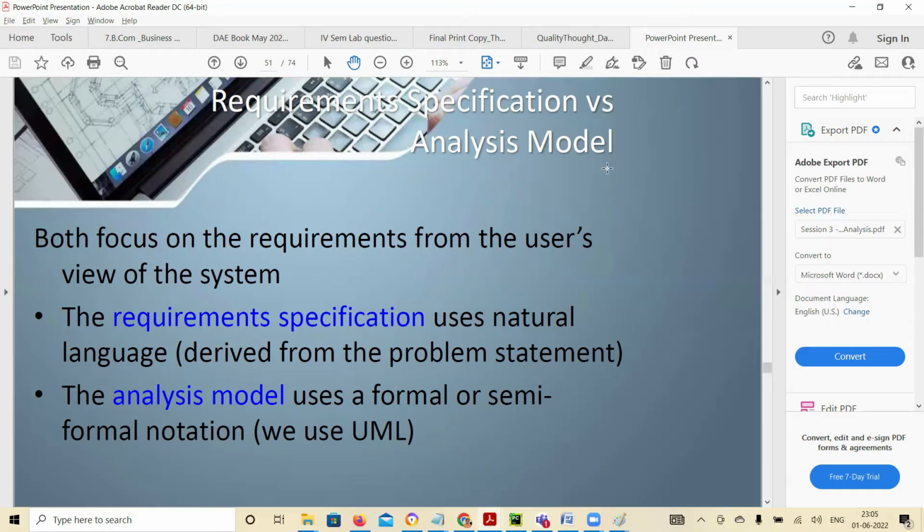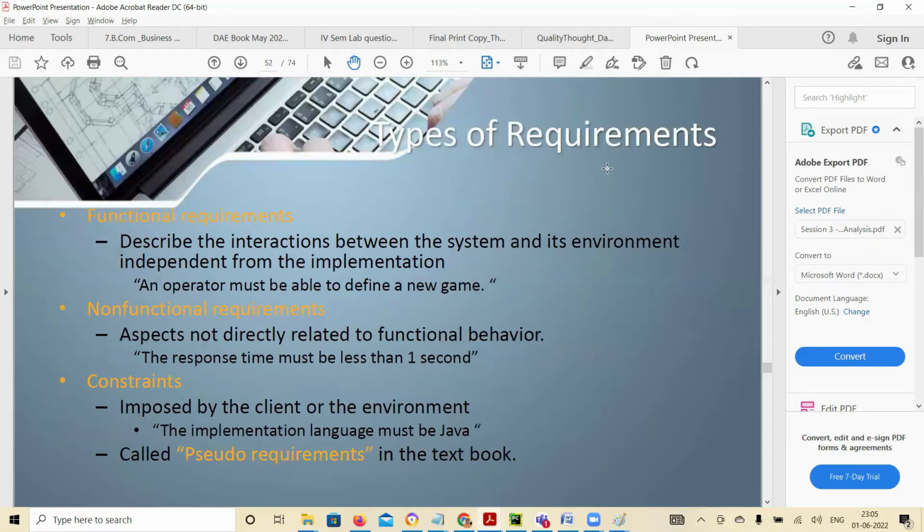Okay. So I'm not going to talk about it. You please explain to me what a functional requirement and non-functional requirement are, and what constraints are.